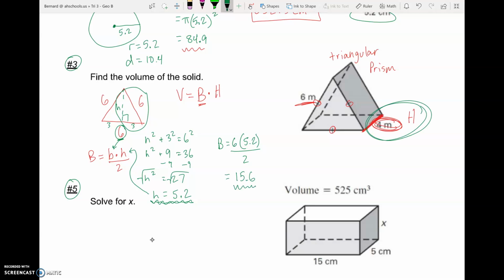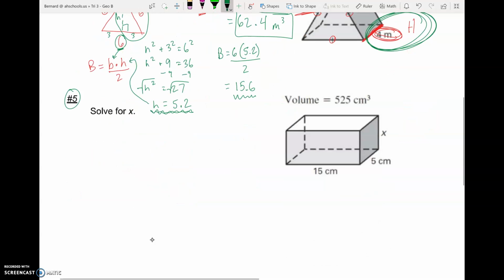Remember, we already determined h over here, and so now we can find the volume. It's going to be 15.6 times 4. And when we do 15.6 times 4, we should get roughly 62.4. And that would be meters to the third power, meters cubed. And that is our answer right there.